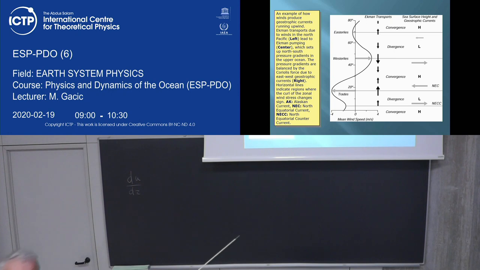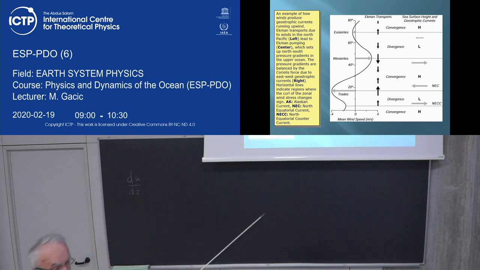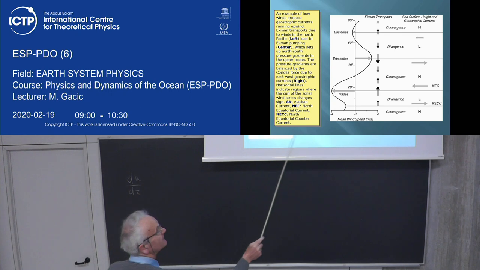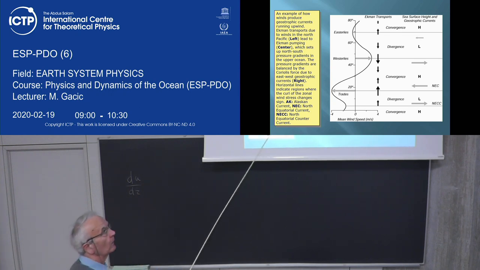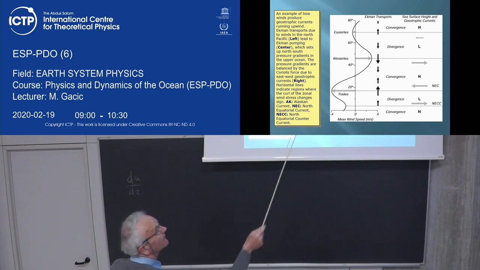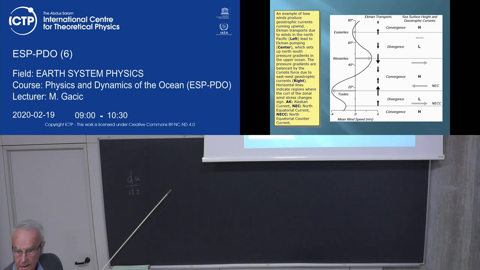If we look at the meridional distribution of the wind, starting from the equator to 80 degrees north, for example, then we have the belt where we have trades next to the equator. We have westerlies in mid latitudes, and then finally easterlies in the northern latitudes. This is a kind of steady pattern of the wind in the atmosphere.